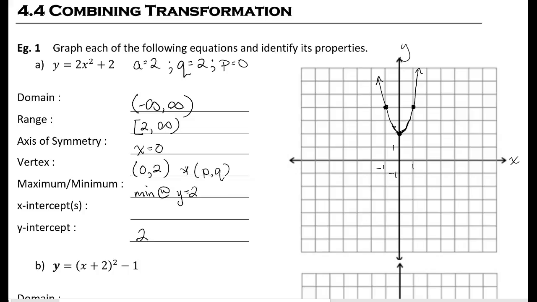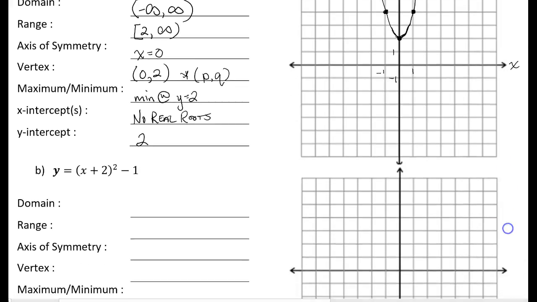The only thing I'm left with in terms of my characteristics that I need to identify is my x-intercepts. Because it is opening upward and my vertex is above my x-axis, I actually don't have any. So I say no real roots. In this particular case, if we looked at the equation as if it was in general form, and we tried to use our discriminant, we would get a negative value. No real roots.